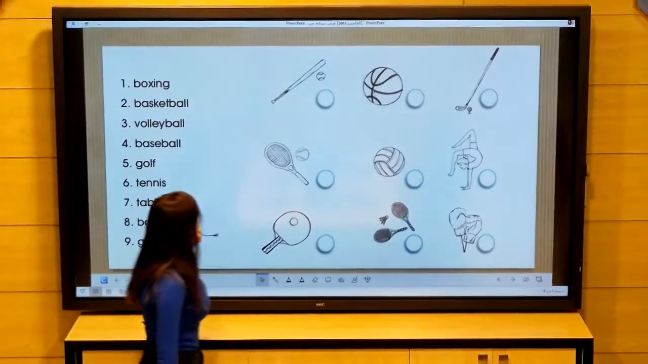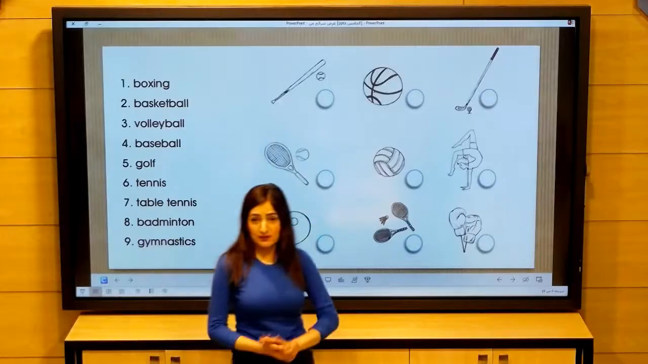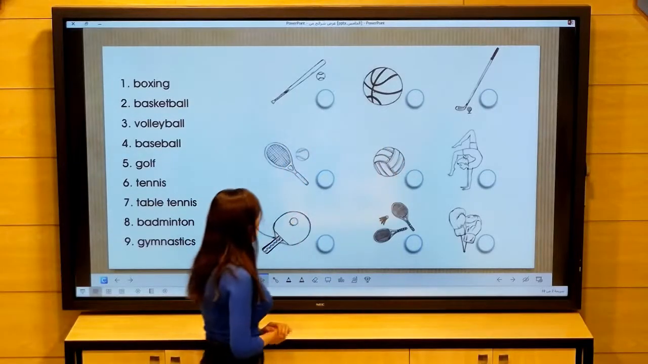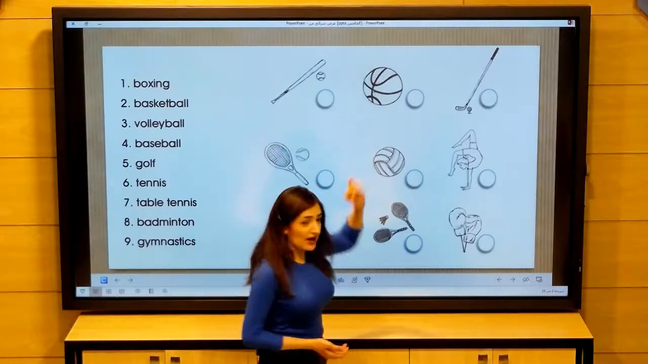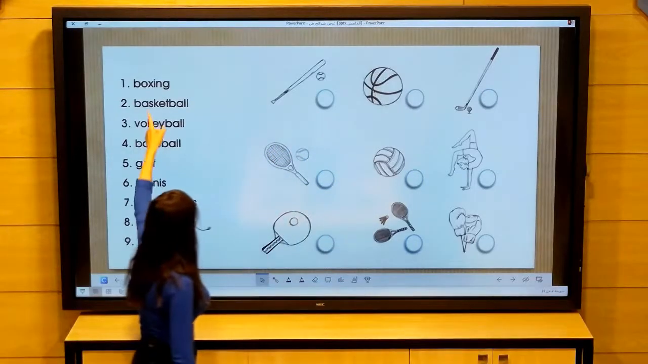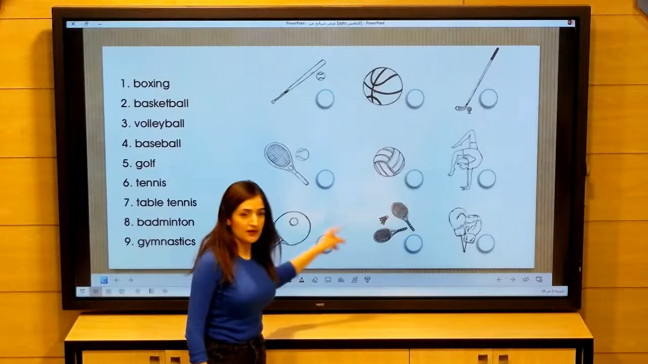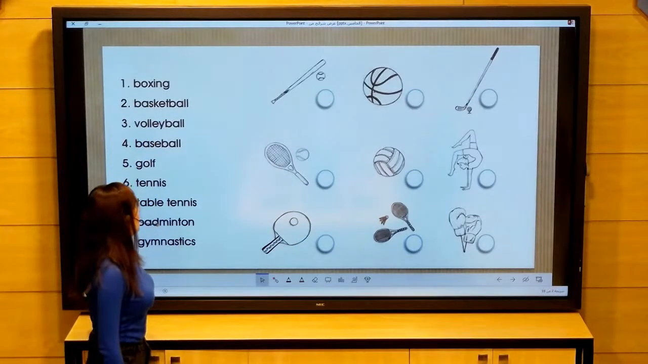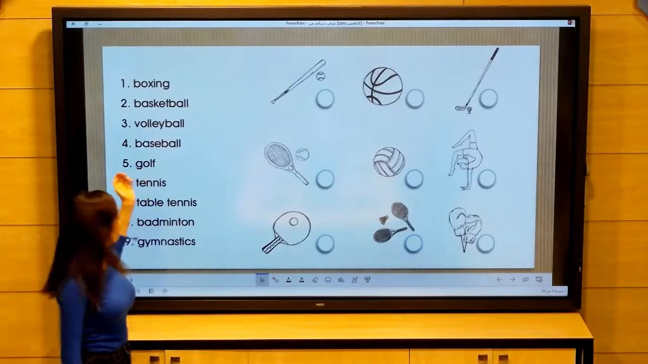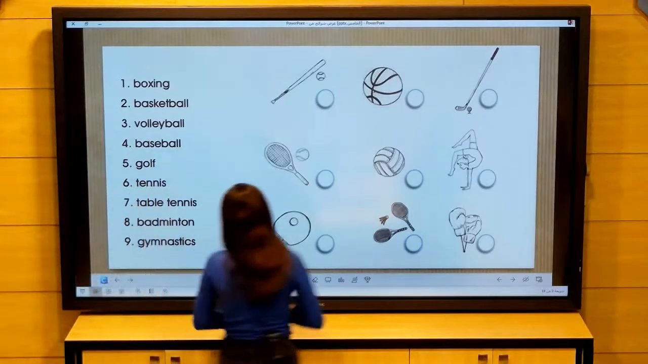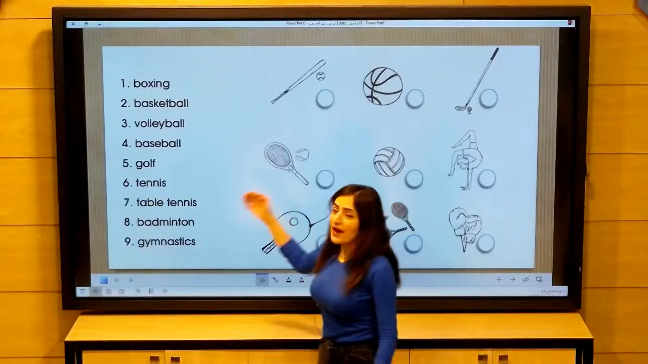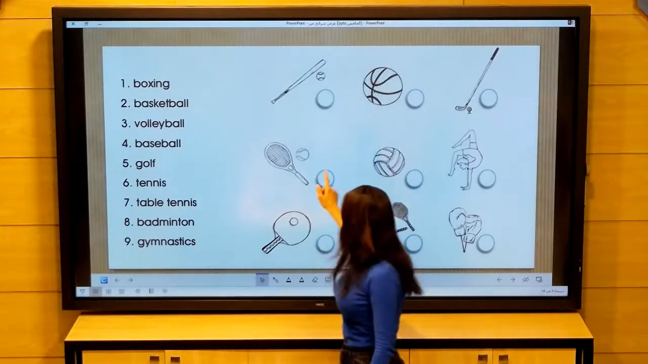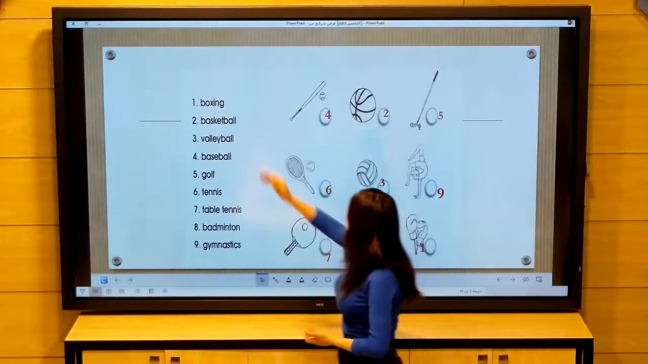Look here. We have here many activities, sports. Now, we will put the right number under the right picture. Now, boxing. Where is boxing? Basketball, volleyball, baseball, tennis, table tennis, badminton, gymnastic.